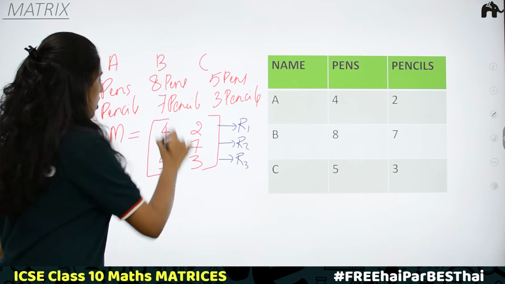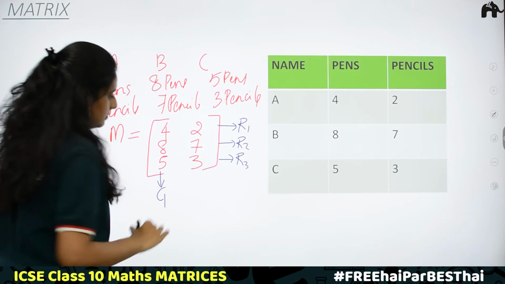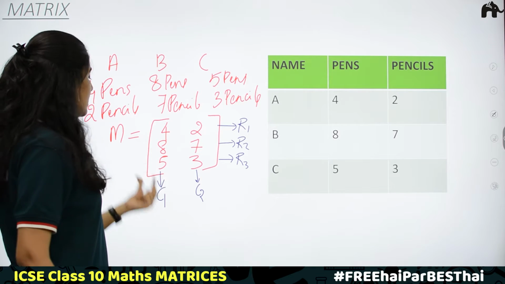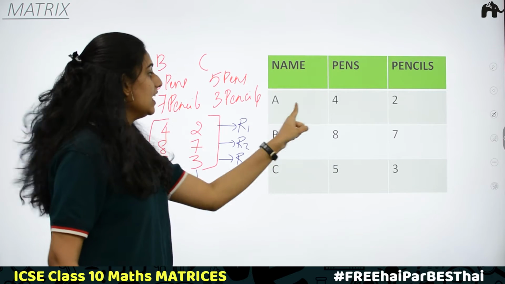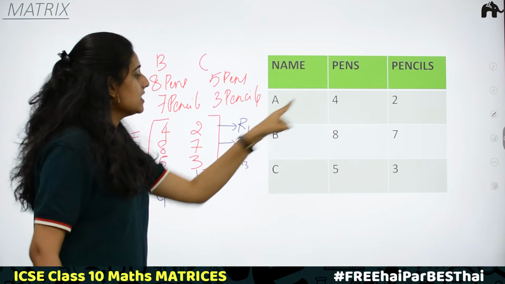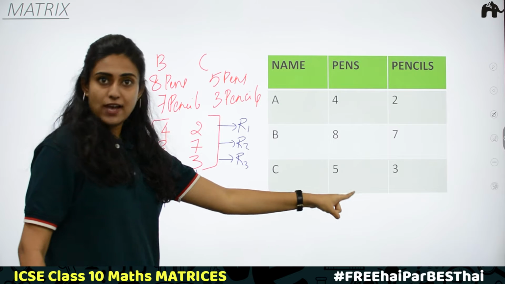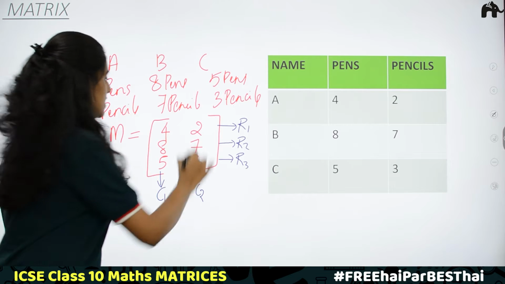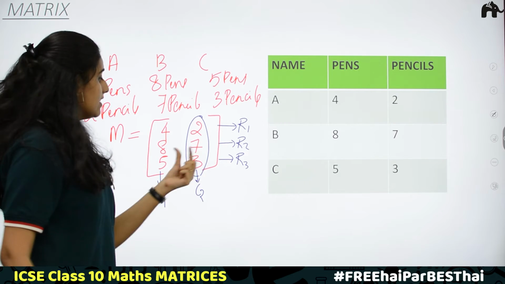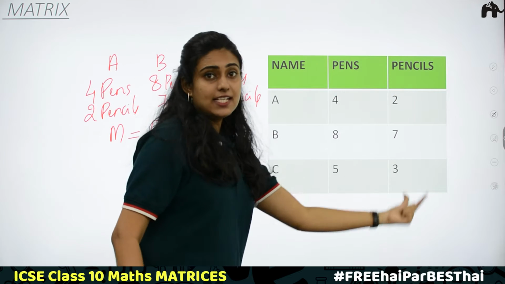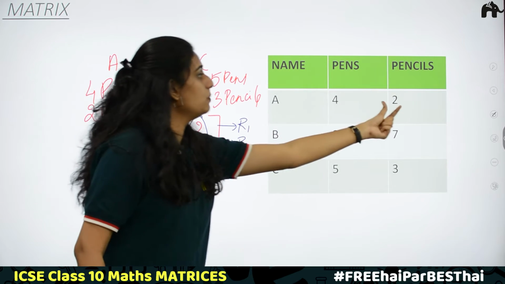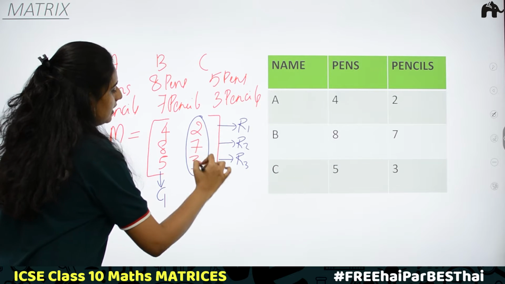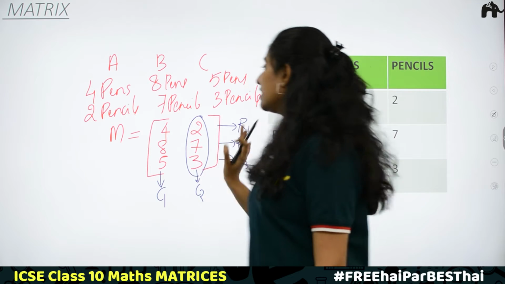Okay. Now come to the columns. This is our first column. I will call it C1. And this is the second column, which is C2. What is C1? C1 gives information about the number of pens each child has. A has 4 pens, B has 8 pens and C has 5 pens. This is what is given in the first column. Now check the second column. What is given in the second column? Number of pencils that each child has. A has 2 pencils, B has 7 pencils and C has 3 pencils. That is 2, 7, 3. Okay, understood? This is a matrix representation.